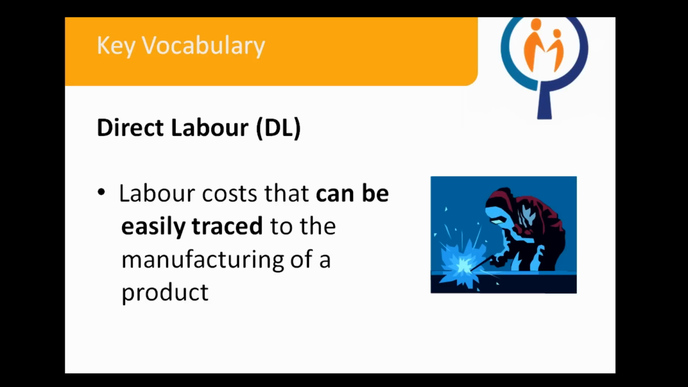Direct labor costs are those that can be easily traced to the manufacturing of a product. They include hourly factory workers, but not the custodian who cleans the entire factory or the payroll clerks for the entire factory.